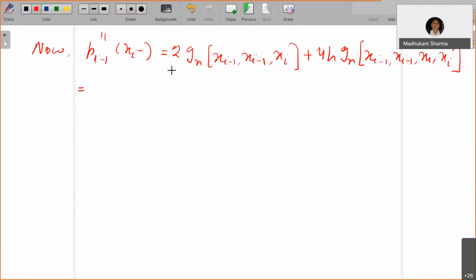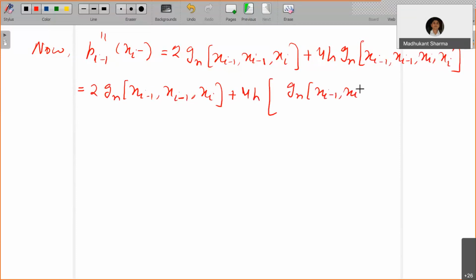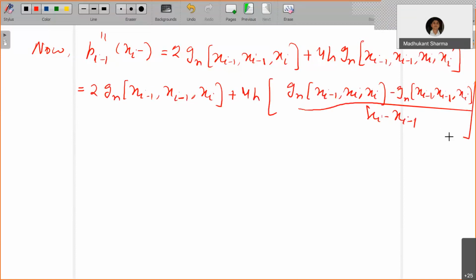Now this is going to be 2 times gn, in a similar way you have to open it: gn[xi minus 1, xi] plus 4h, now use the definition. That is gn[xi minus 1, xi] minus gn[xi minus 1, xi minus 1, xi] divided by h, so that h is going to cancel again. So this is going to be, not 6, minus 4 here and plus 2, so minus 2.